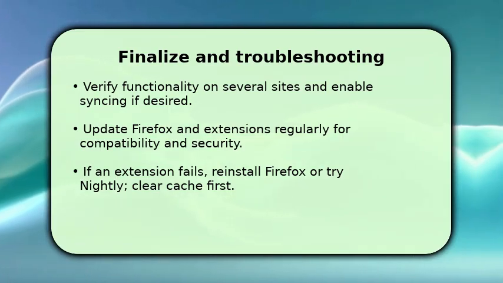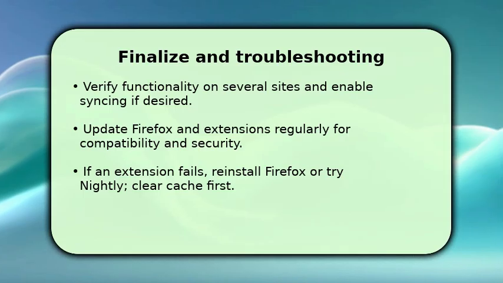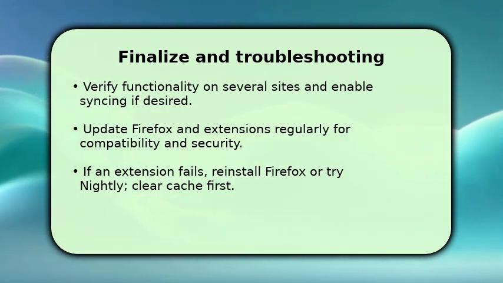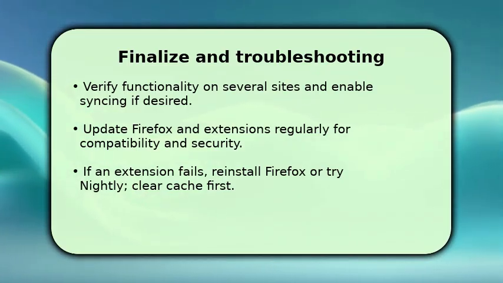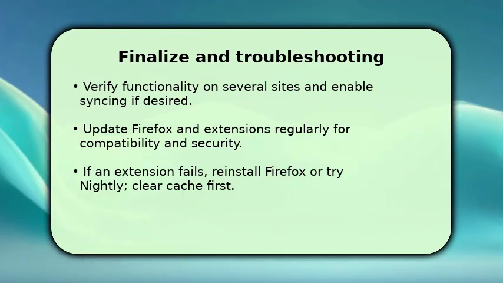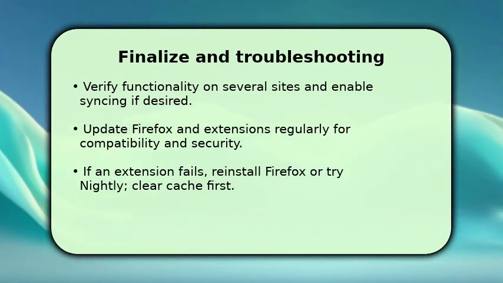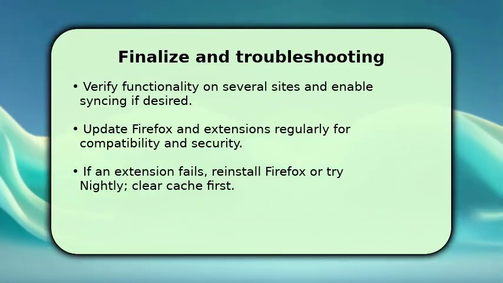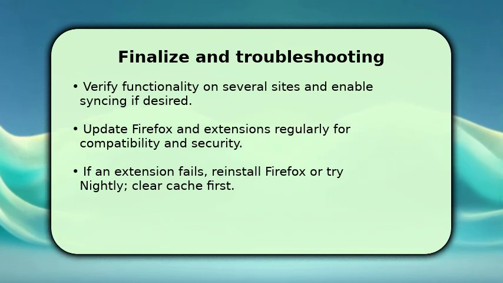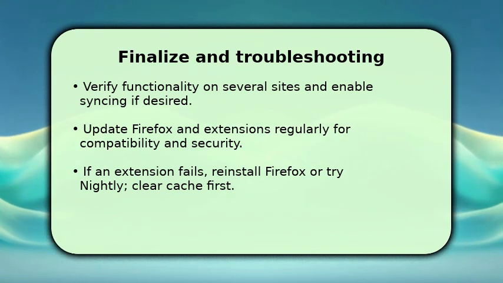Keep Firefox and extensions updated so APIs remain compatible and security patches apply. If something goes wrong, first clear cache and restart the app. If that fails, reinstall the extension or try the nightly build, which supports a wider set of add-ons. This troubleshooting step often resolves missing features or compatibility gaps without complex tweaks.